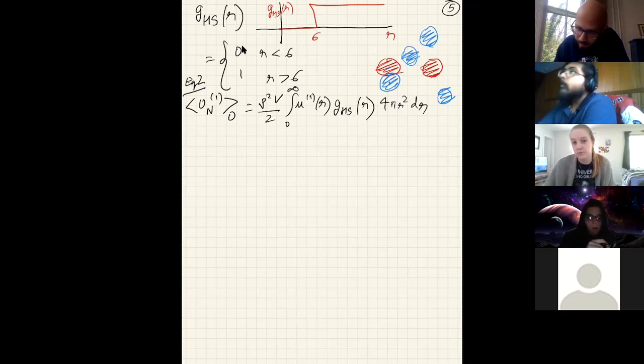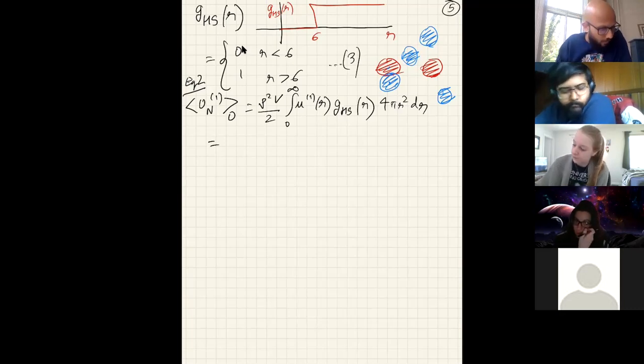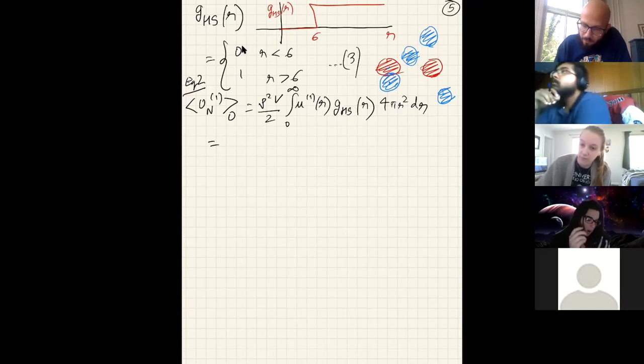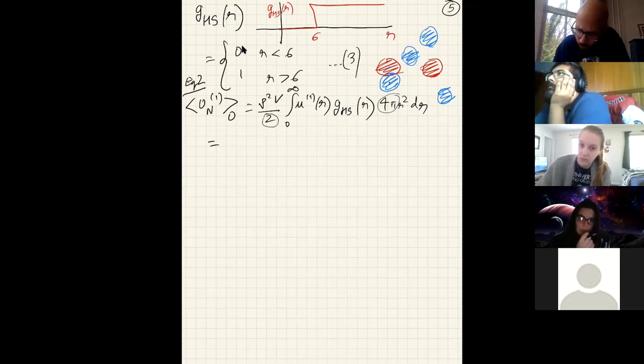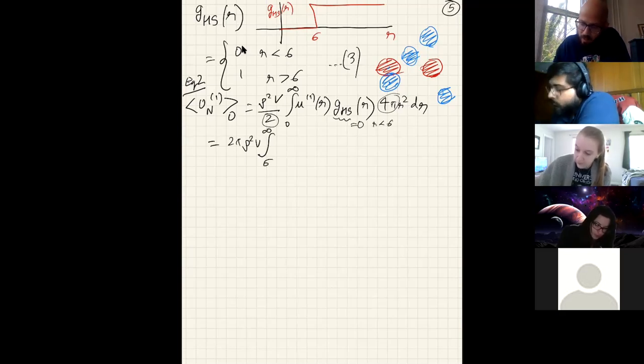So now we can write it down using the formula above, which is equation 3. This becomes, and we have a 4 pi r square. So let's bring the 4 pi over here. Let's make it 2 pi. So this is 2 pi rho square V. And this integral now has to start only at sigma, because before sigma, g of r is equal to 0 for r less than sigma. So we can start at sigma and go to infinity. Furthermore, beyond sigma, g of r for hard spheres is 1, so we can simply replace that by 1.